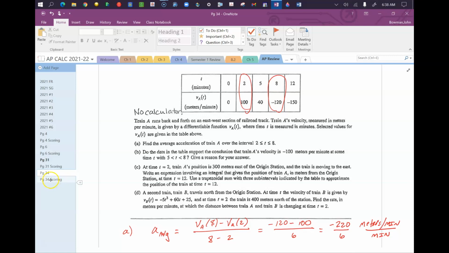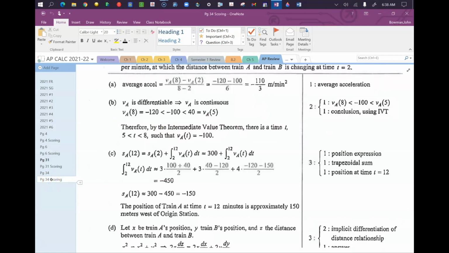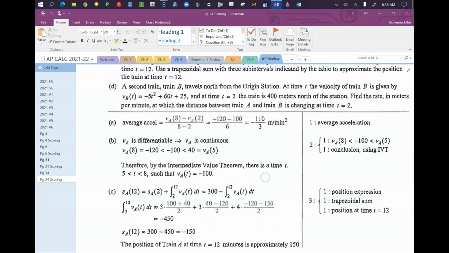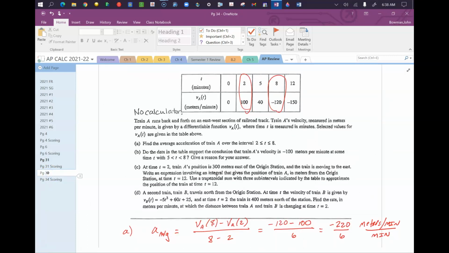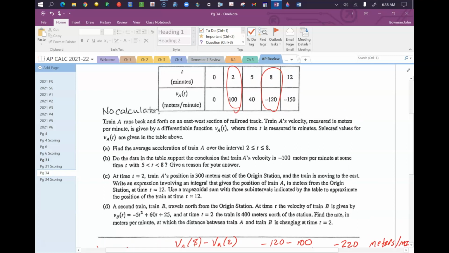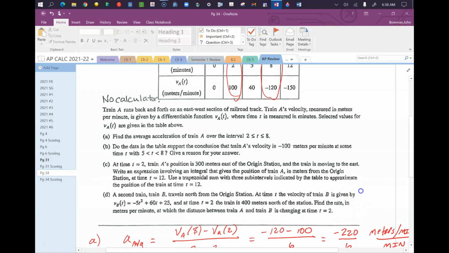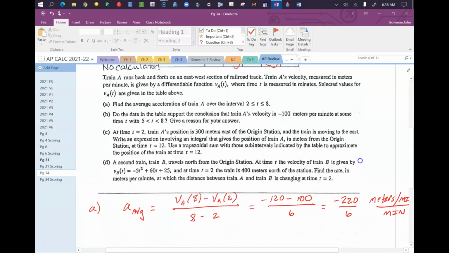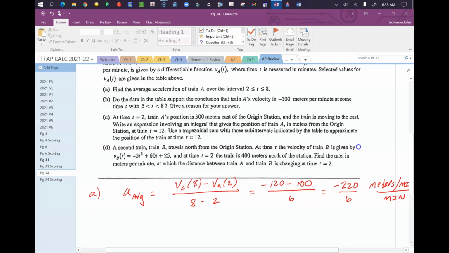Let's take a moment and take a look at the scoring for this. So the scoring for this is simply 1 point for calculating the average acceleration. Don't forget units. It doesn't specify that. They probably wouldn't take off points for that, but you should do that anyway because sometimes they do specify that and they will take off points for that.